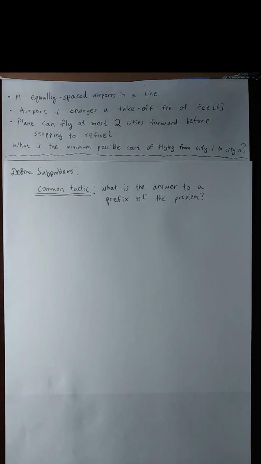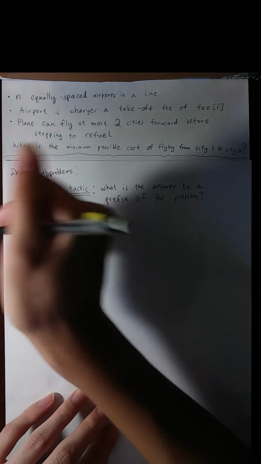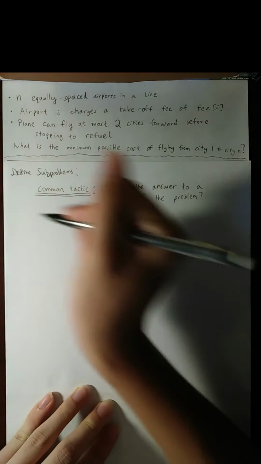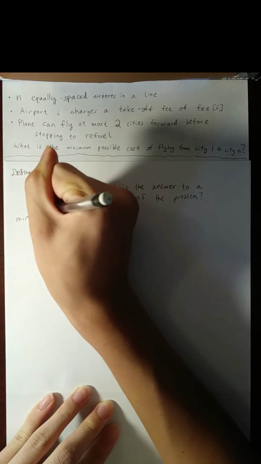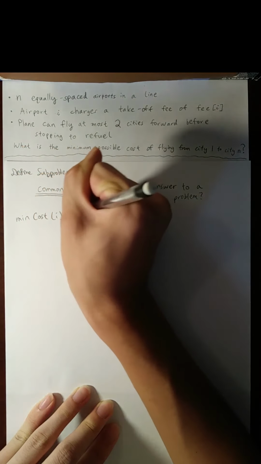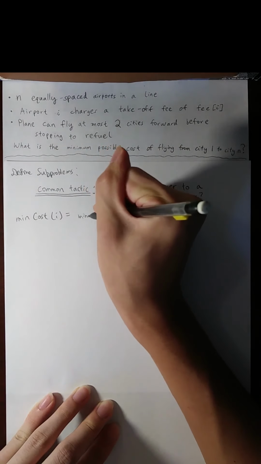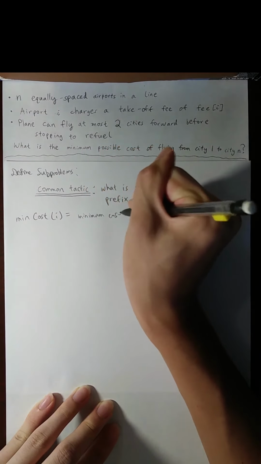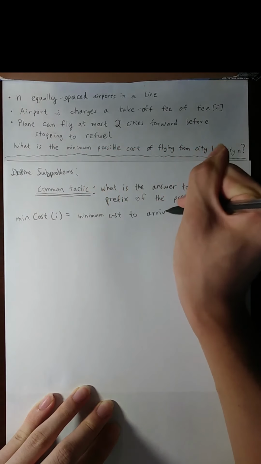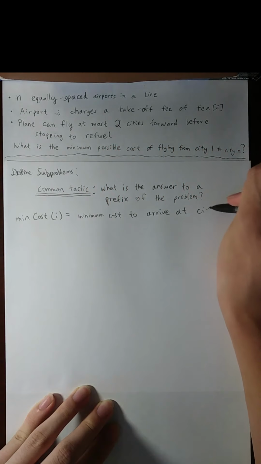Well, for flying all the way to City N, maybe a natural prefix is that we don't have to fly all the way to City N. Maybe we can only complete part of our journey and ask ourselves, what is the minimum possible cost of flying from City 1 to City i, where City i is some city in between City 1 and City N? So let me just write that down. We can define our subproblem as mincost[i] will be the minimum cost to arrive at City i, starting from City 1.